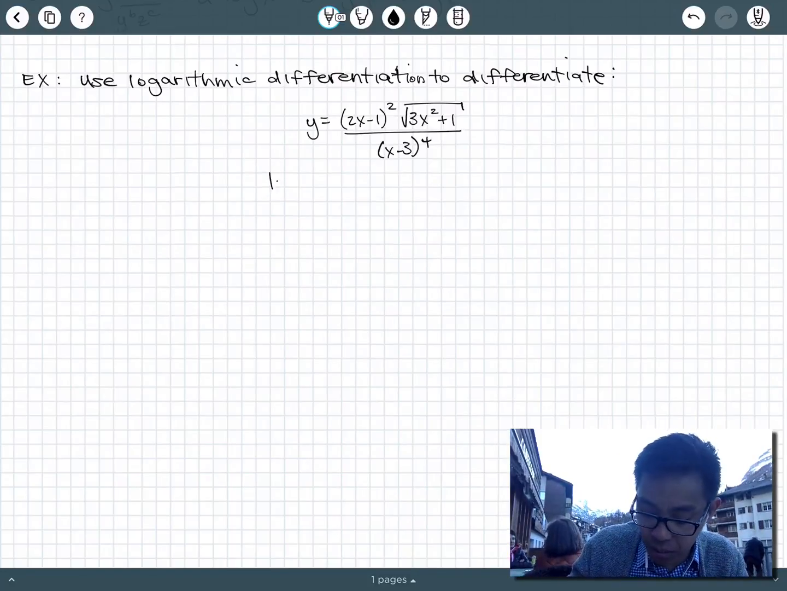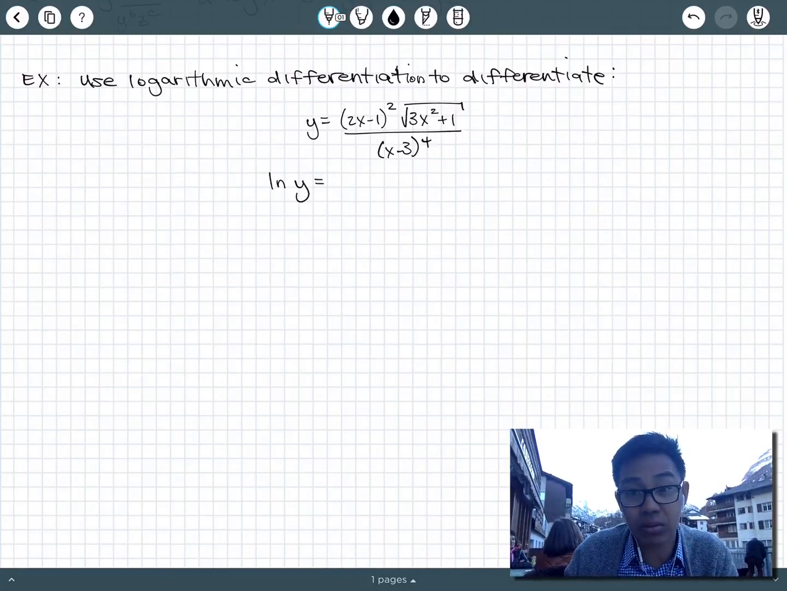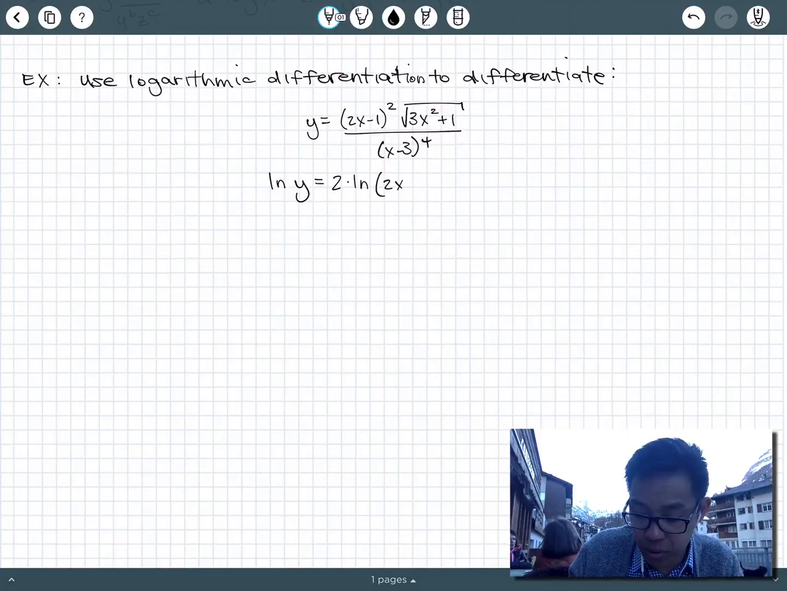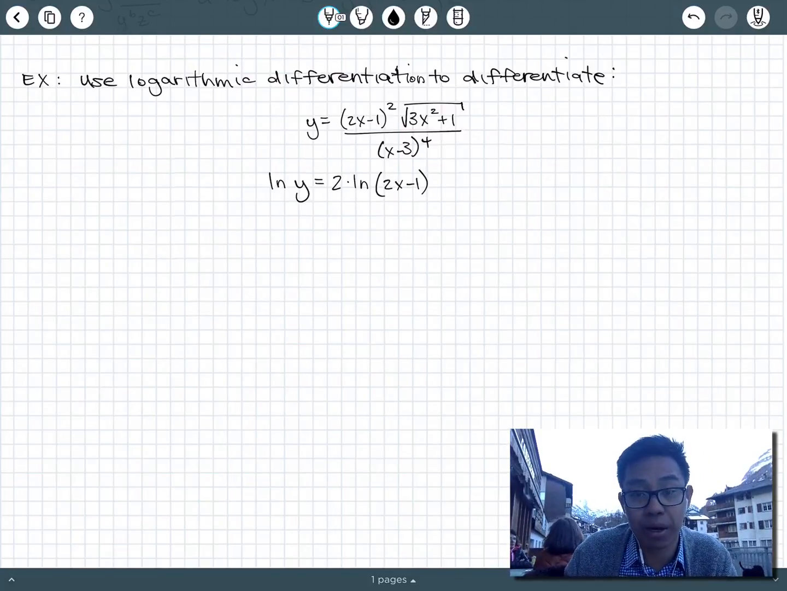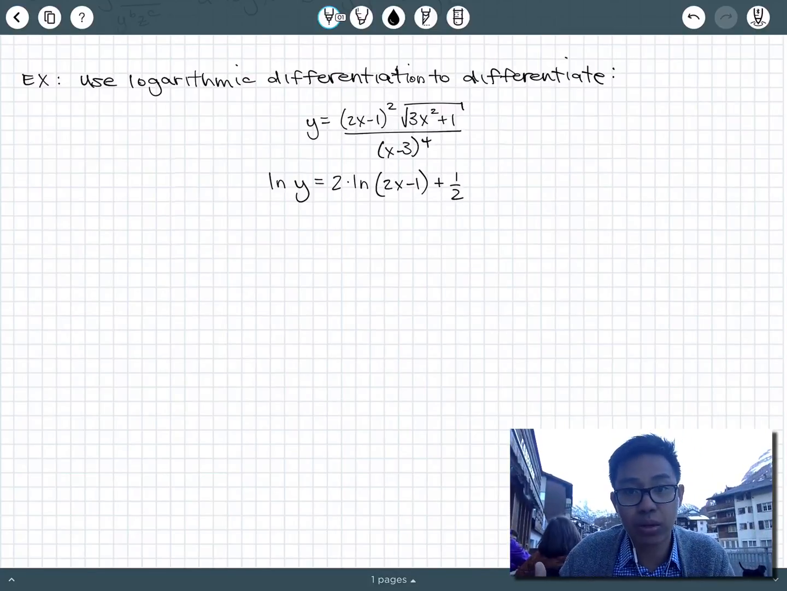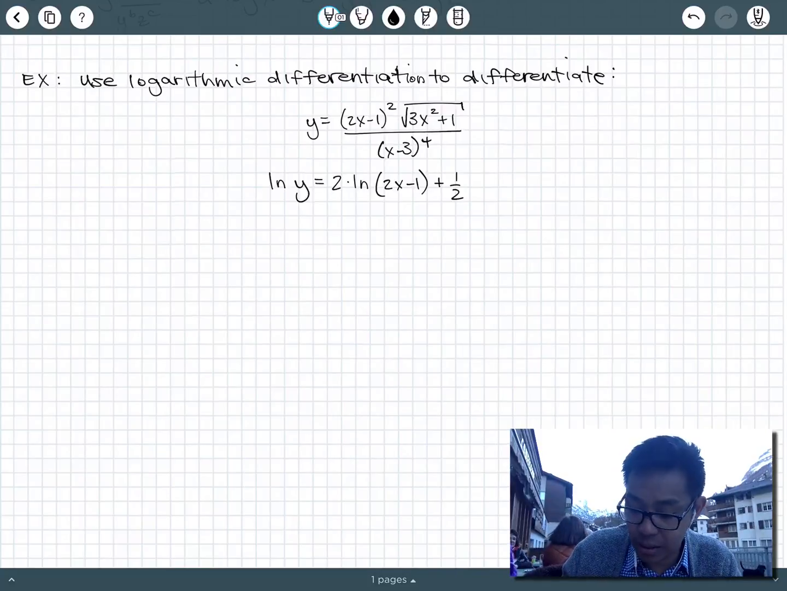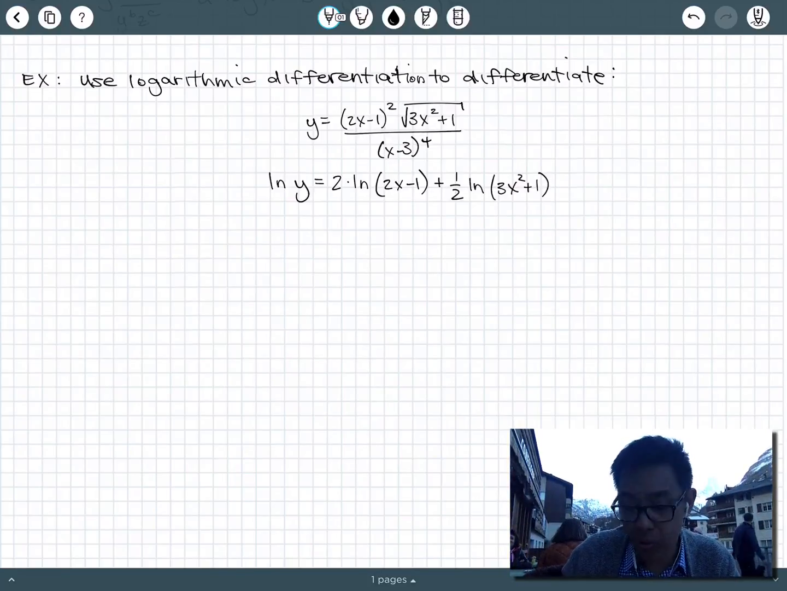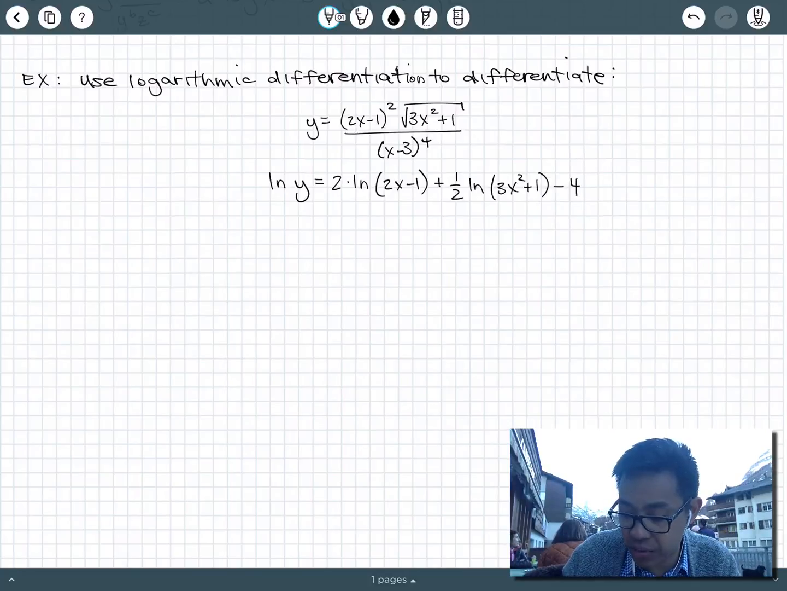So if we take the ln of both sides, we get the ln of y is equal to, so whatever we do to the right, we have to do to the left. This will turn into 2 times the ln of 2x minus 1. That's in the numerator, that's why it's a positive. Plus 1/2, because remember that a square root is really an exponent of 1/2, times the ln of 3x squared plus 1. And then we have this x minus 3 to the 4, that's in the bottom, so it's going to get a minus 4 times the ln of x minus 3.